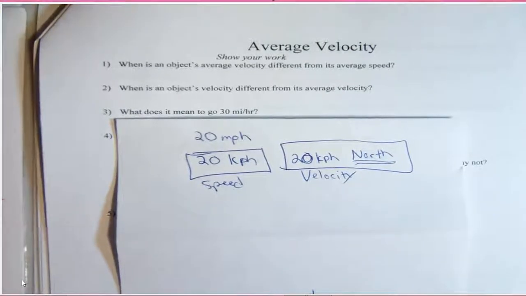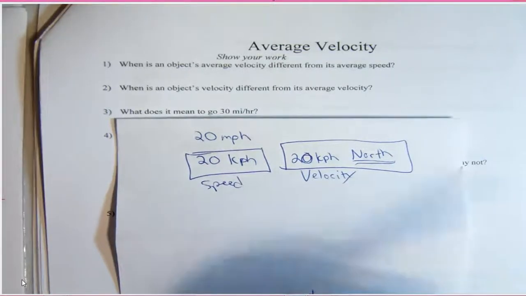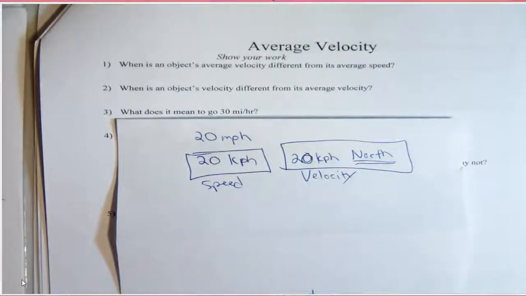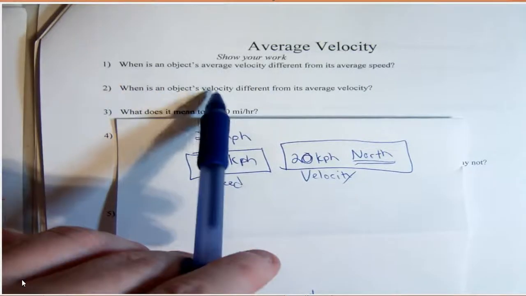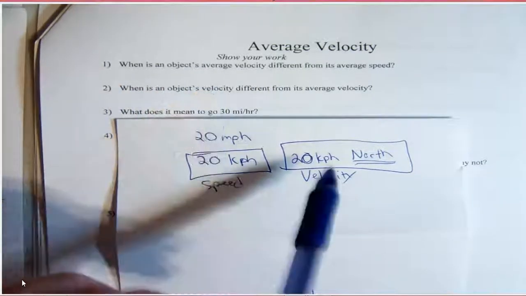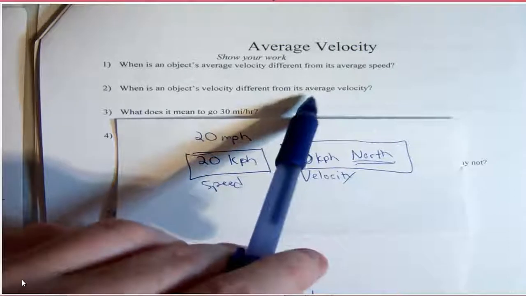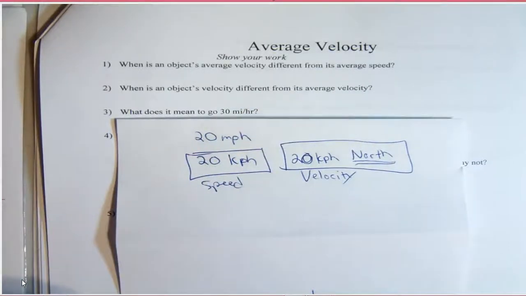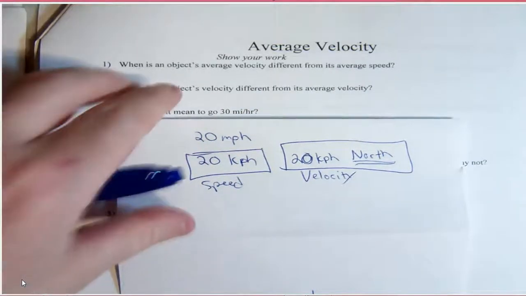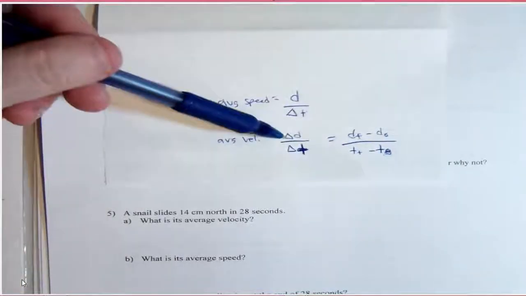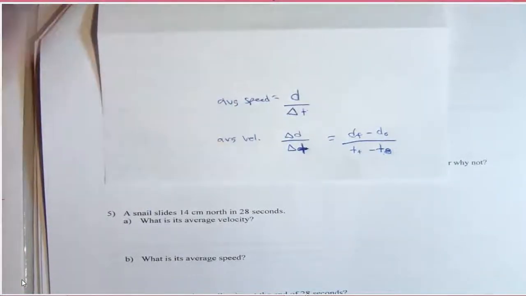All right, let's go to number two. When is an object's velocity different from its average velocity? By the way, if you want to take some time to try to figure these out, pause it, see if you can figure it out, then unpause it, and that'll give you an opportunity to see if you're right rather than just hearing the explanation. So, velocity is just more or less your speed with the direction. Average velocity is your overall speed over a given time. So remember, it's your change in displacement over your change in time, right?